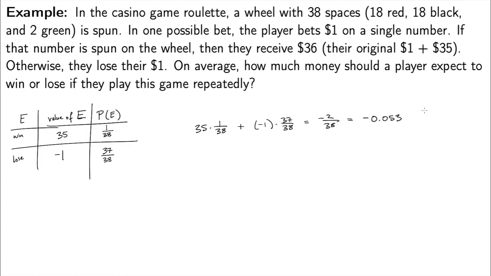So this is the process we follow for expected values. What we end up doing is we take the value of an event, and we multiply by the probability of the event, and then we add those all up. We add over all possible events.